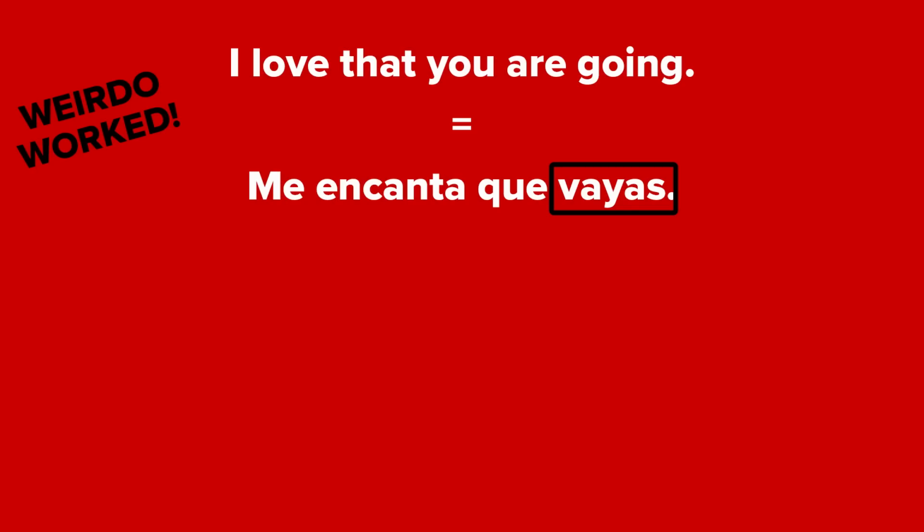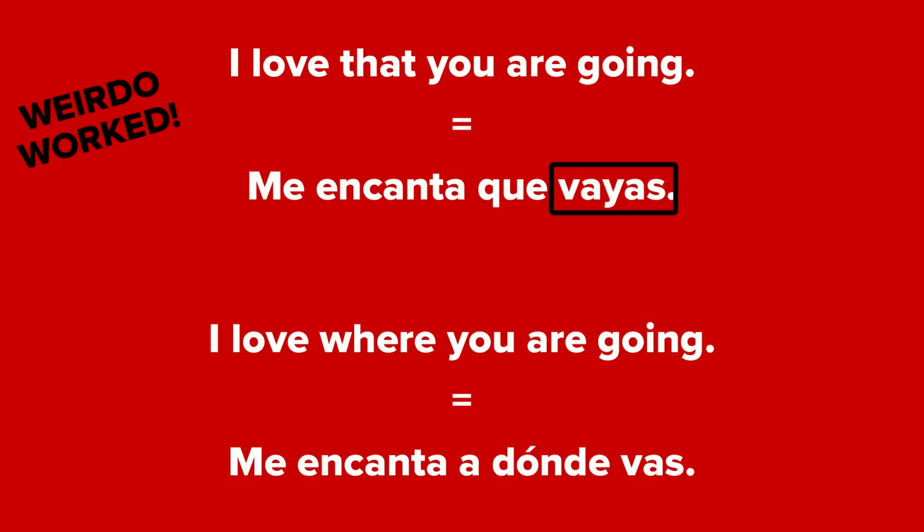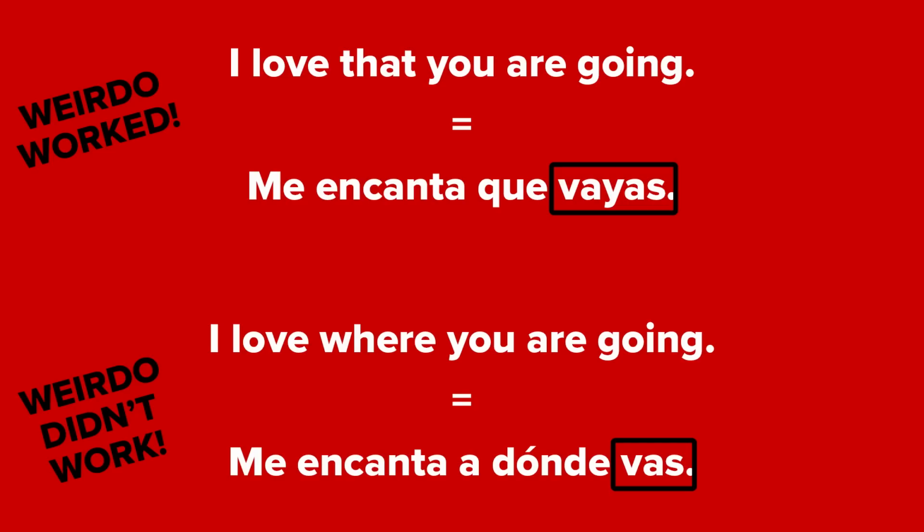But now the second sentence. I love where you are going. Me encanta a donde vas. Vas is a normal conjugation, no subjunctive here. Again, weirdo told us to use the subjunctive in both cases, but the second sentence doesn't use it. Weirdo didn't work. What's really going on? The truth is, whether the subjunctive is used or not isn't directly tied to wants, emotions, or other weirdo triggers. There's something deeper going on that weirdo doesn't address.